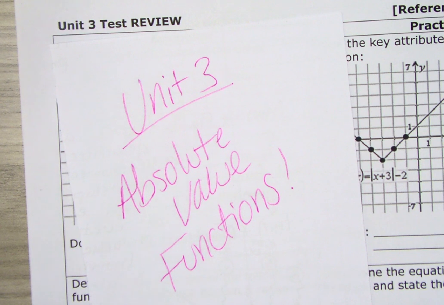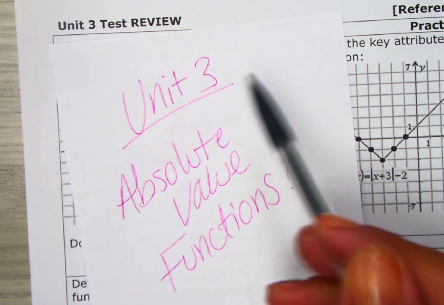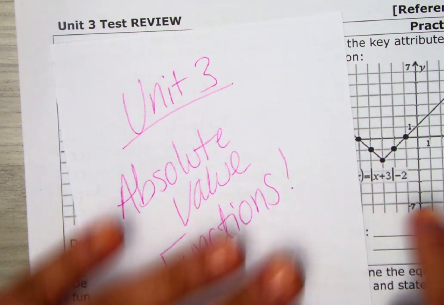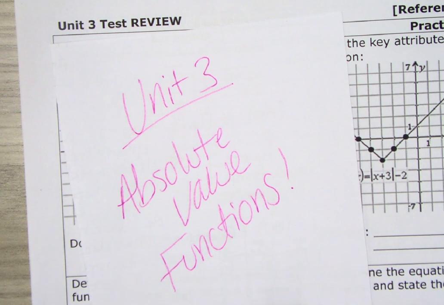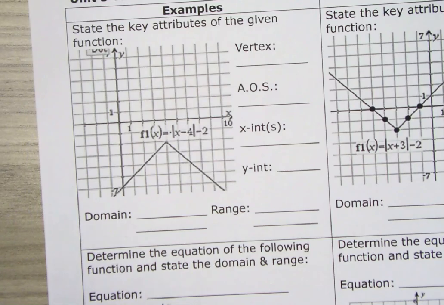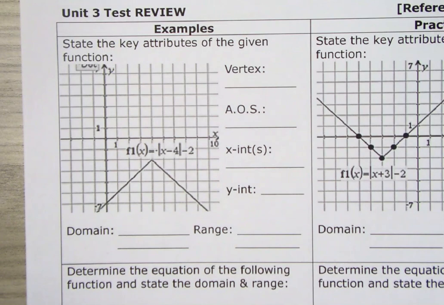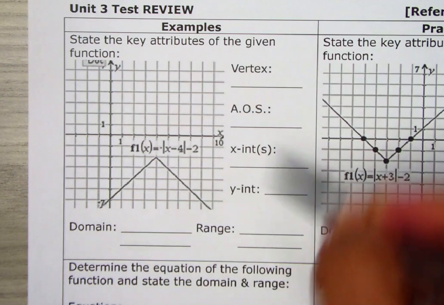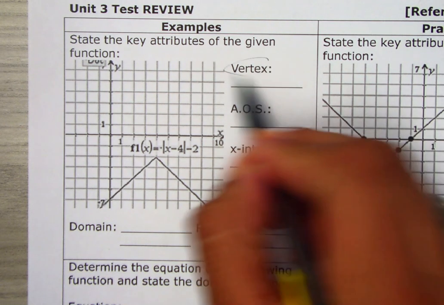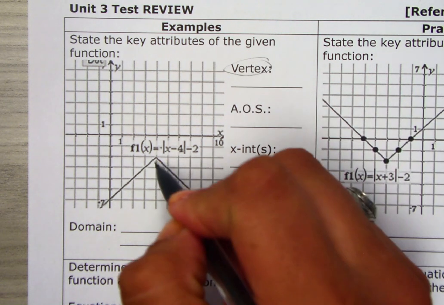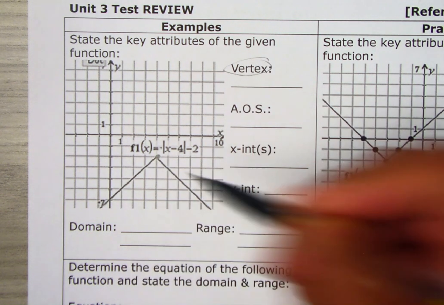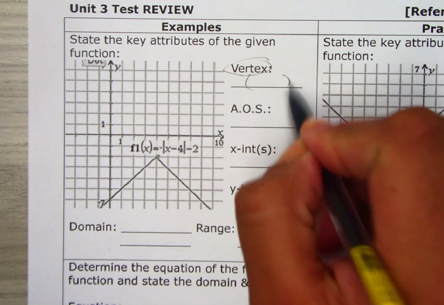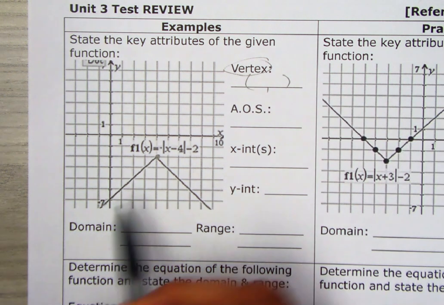Hey students, in this video I'm going to do the review for Unit 3 and it's going to be about absolute value functions. So one topic we reviewed in Unit 3 was about the attributes of absolute value functions. They're very similar to quadratic functions, so we just have to identify where they are. So the vertex, we said the vertex was this turning point on the function, so we just need to identify what the ordered pair for that is.